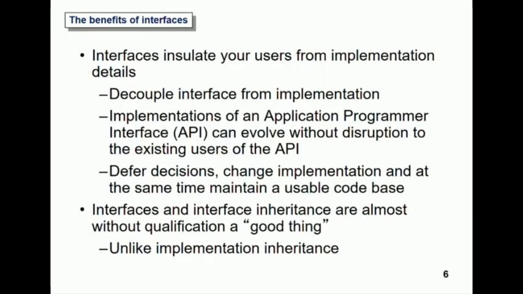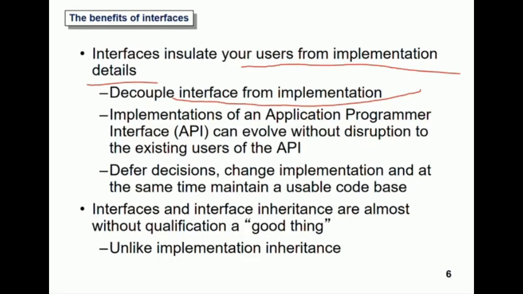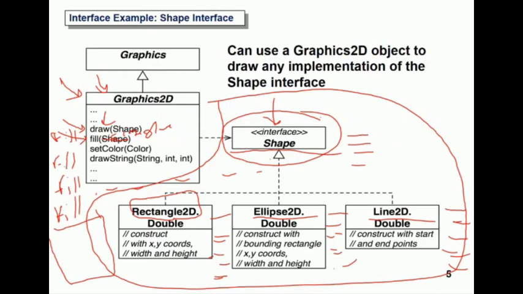So interfaces insulate the users from the implementation details, and it decouples the interface from the implementation itself. So these are the benefits. The implementation of an application program can evolve without disruption of existing users' APIs. So this is the example that I showed here. This is a user making use of the Shape interface, and the user's code doesn't have to change. So I can evolve the code in here as much as I want, but the user doesn't have to change anything within their own code.